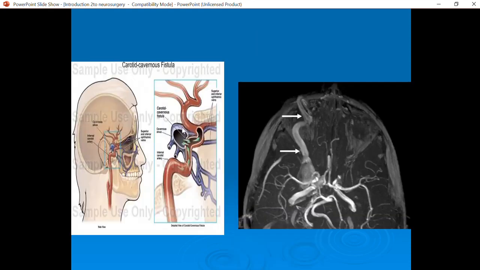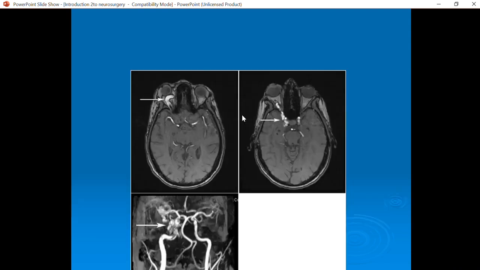This is a diagrammatic representation of the carotid cavernous fistula and cavernous sinus, and this is an MR angiogram showing the superior ophthalmic vein is congested and dilated, causing the picture previously mentioned, and if not treated it causes proptosis and loss of vision. This is again an MRI showing the carotid cavernous fistula and congested vessels.